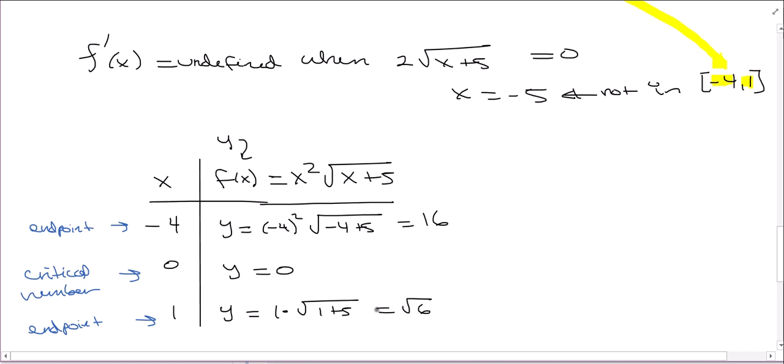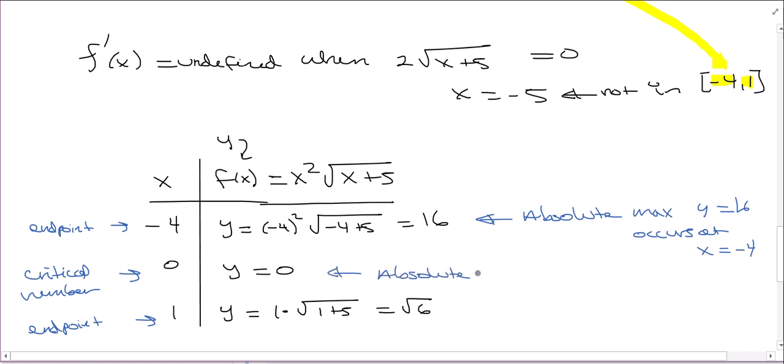So what is the largest one? Our absolute max is going to be 16. So this is the absolute maximum, y equals 16, and it occurs at x equals -4. And what is the absolute min? Our absolute min will be 0. Is y equals 0, and it occurs at x equals 0. Okay, so that's how we find our absolute extrema, absolute max and absolute min.